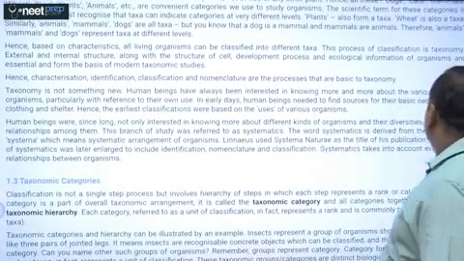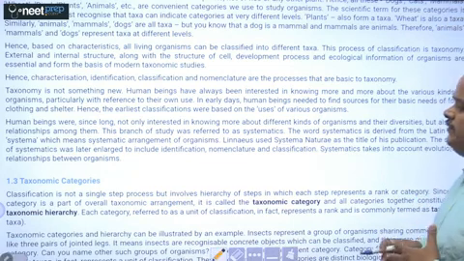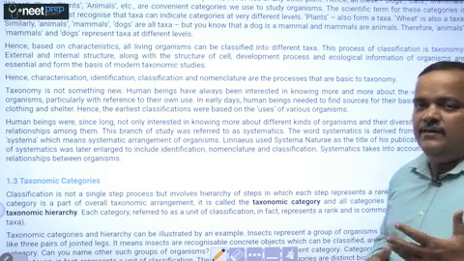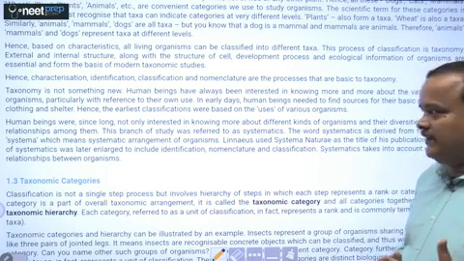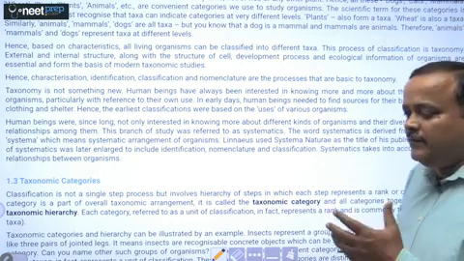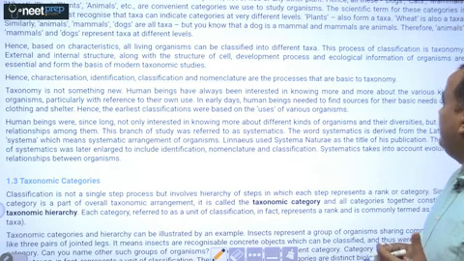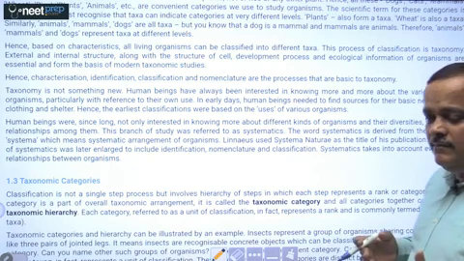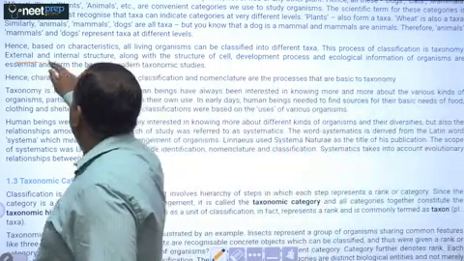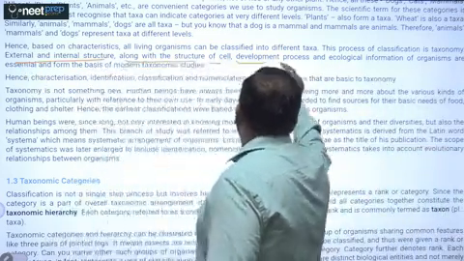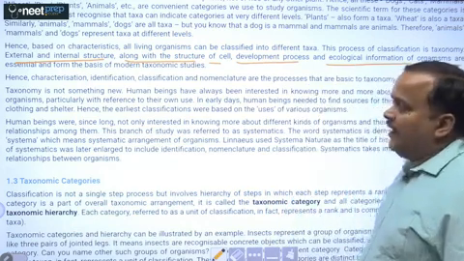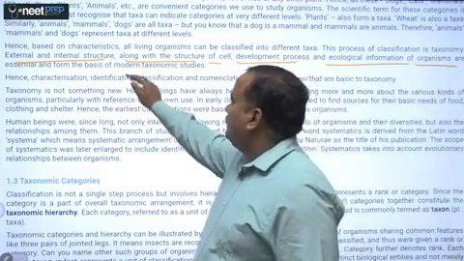Now when we talk about taxonomy, we divide taxonomy into two different types, that is classical taxonomy and modern taxonomy. In case of classical taxonomy, we only use external features, that is morphology. But in case of modern taxonomy, external and internal structure along with the structure of the cell, developmental process and ecological information of the organism are essential, and this forms the basis of modern taxonomical study.